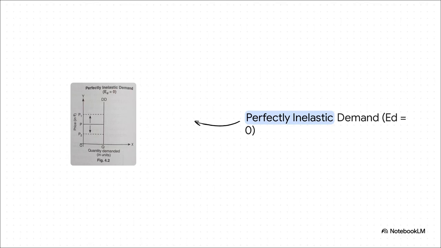It's an imaginary situation where consumers buy the exact same amount of a good regardless of wild price changes. Price shoots way up or drops way down, the quantity demanded doesn't budge even a little bit.